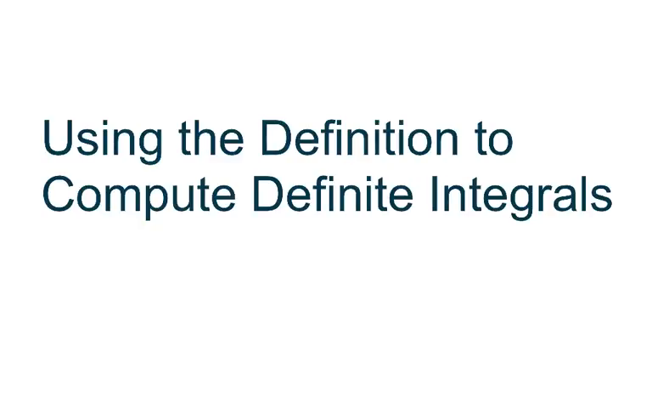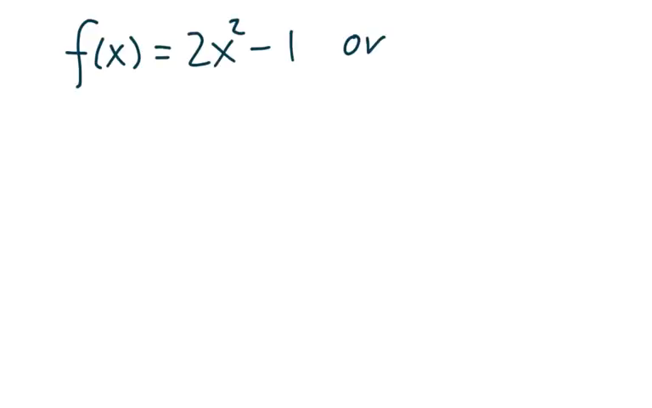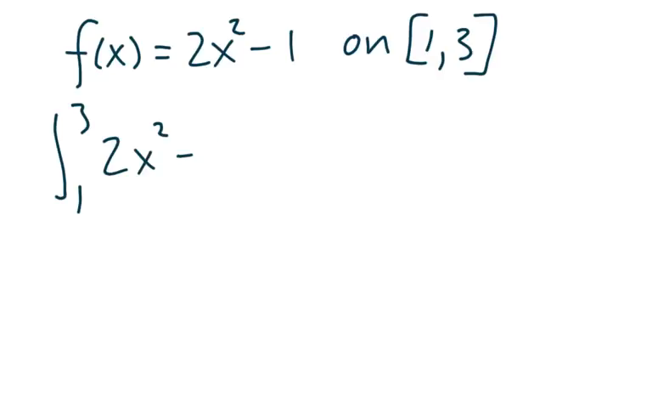In this video, I'll be showing you how to use the definition to compute definite integrals. For this example, we'll use the function f of x equals 2x squared minus 1 on the interval from 1 to 3. So, we'll be eventually computing the integral from 1 to 3 of 2x squared minus 1 dx.